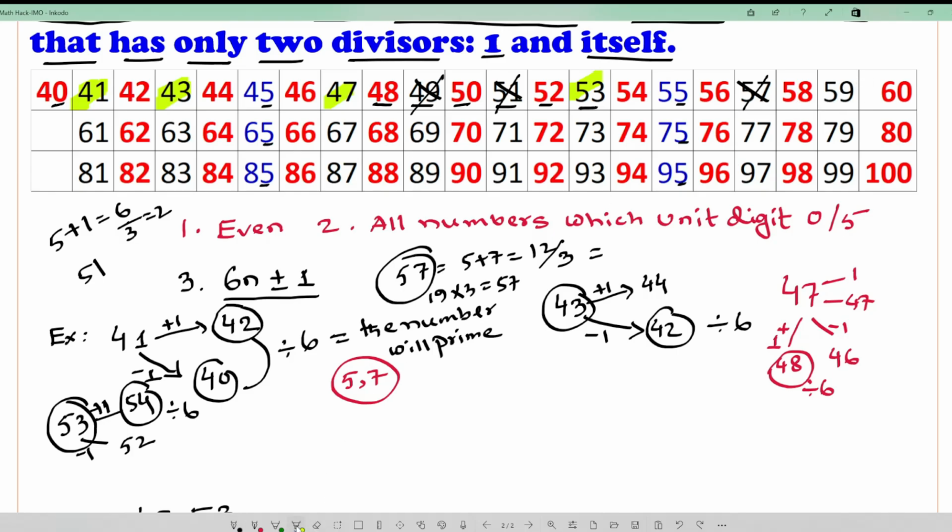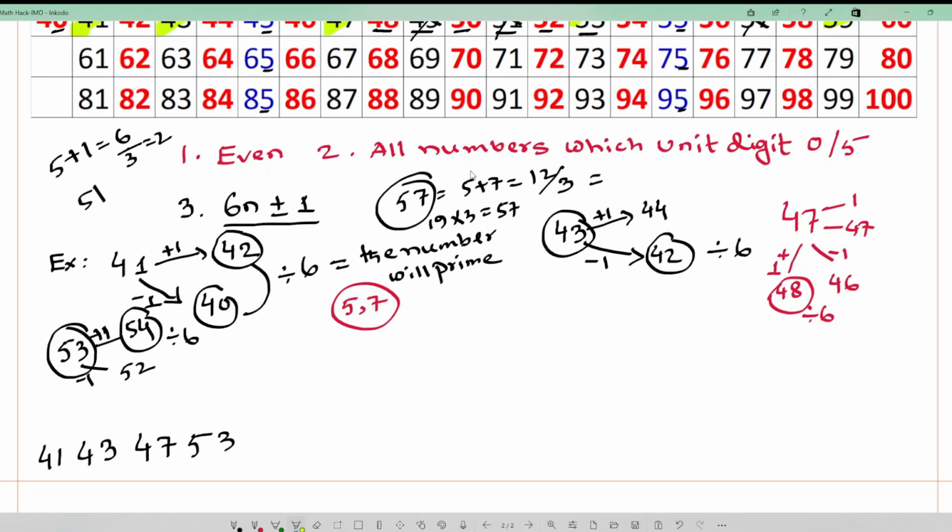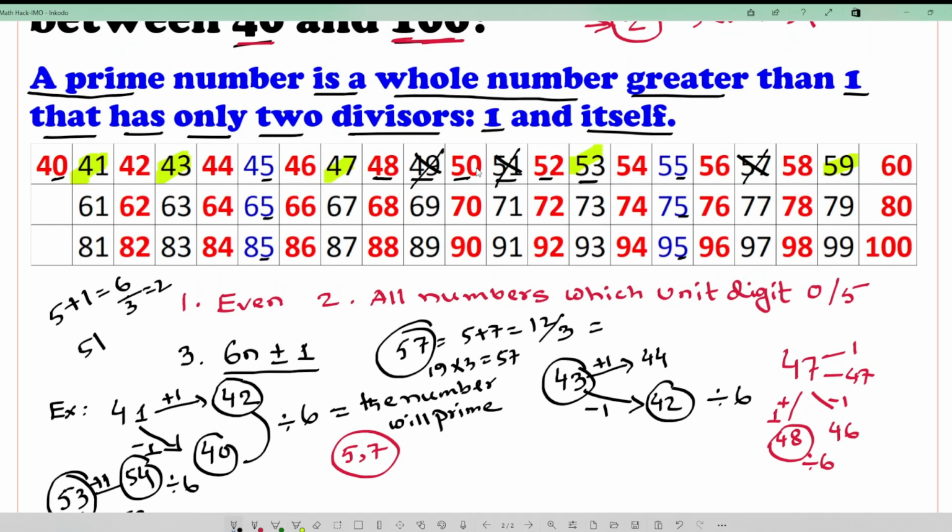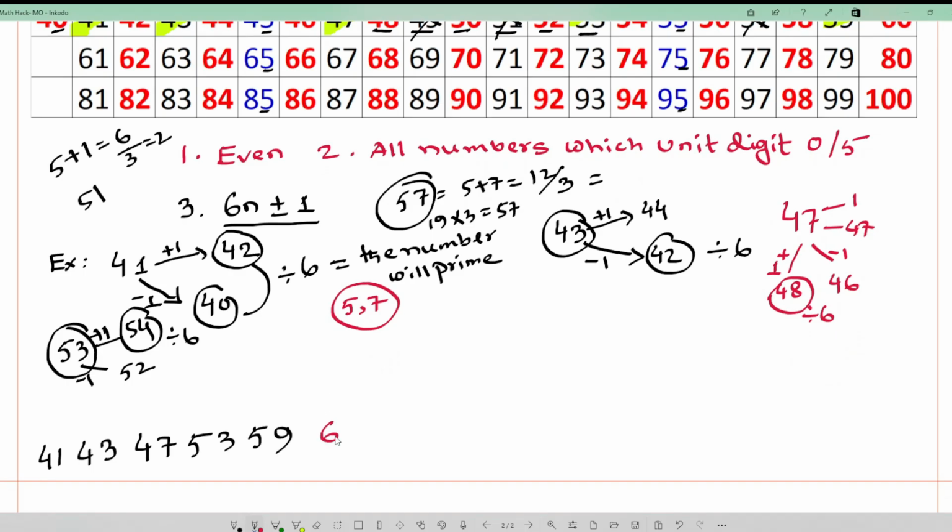59 is a prime number, right? 59 is a prime number, so we can write this one 59. Now 60 is not a prime number, 61 is a prime number. Okay, 61 is a prime number. You may check yourself, or we can follow our 6n plus 1 rule. 61, once we add 1 it becomes 62, and minus 1 it becomes 60. 60 can be divided by 6, it means 61 is a prime number, right?